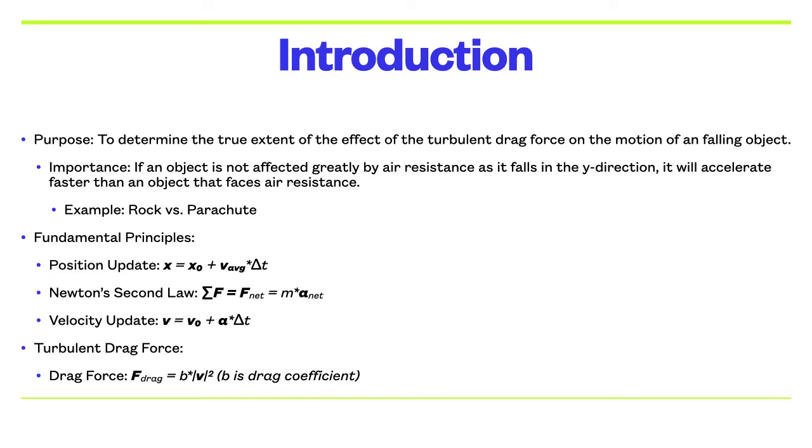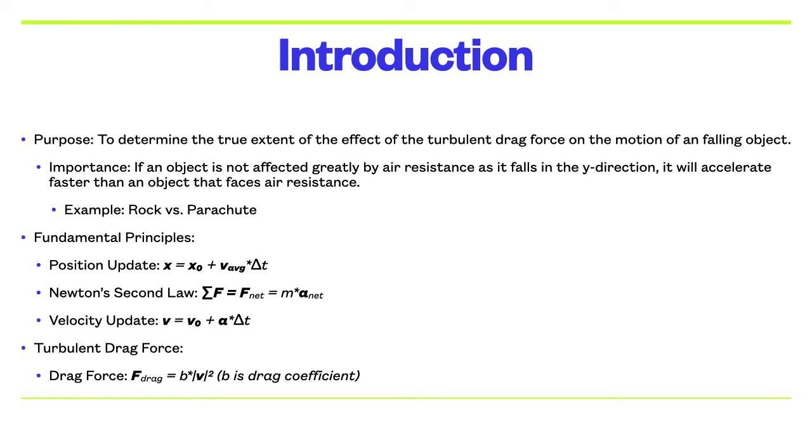So a quick introduction to the premise of this lab. Essentially, the purpose was to determine the true extent of the drag force on the falling object by determining the drag coefficient for that object. This concept is pretty important, as if an object is not greatly affected by air resistance as it falls, it will continue to accelerate faster than an object that is affected. A good example of this is a parachute, which slows down the acceleration of a falling mass quite greatly and prevents it from accelerating further once it reaches a terminal velocity.